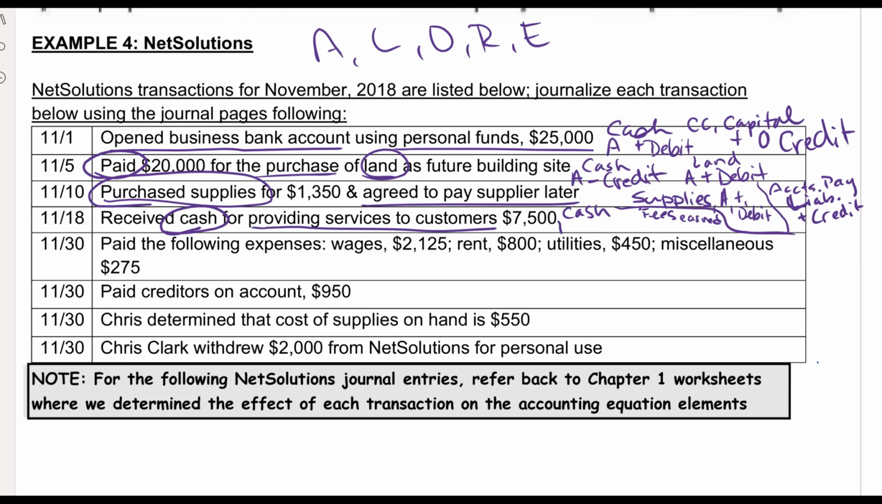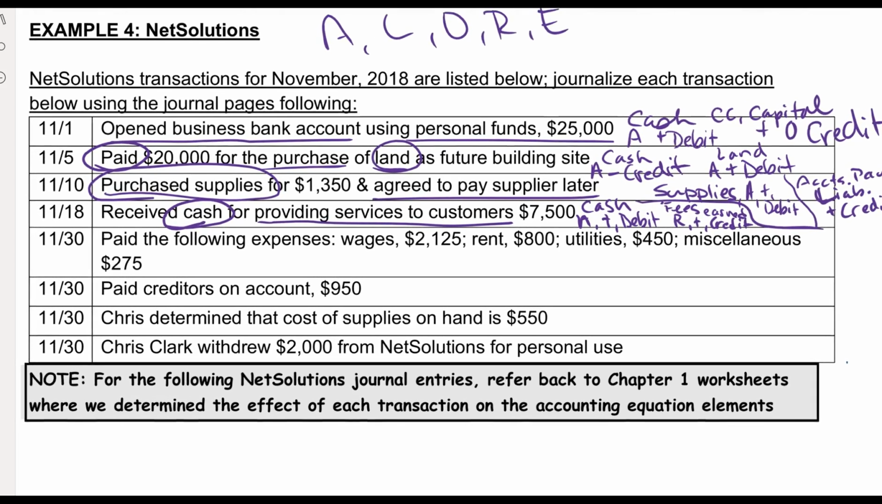Okay, so cash is an asset. We're increasing it. We've got a debit. Fees earned is revenue. We're increasing it. Will be a credit. And I hope this is not just so small you can't read it.